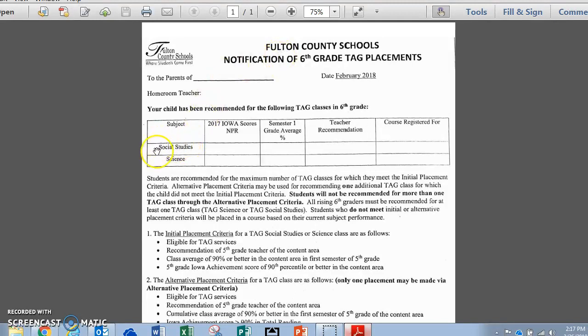So you can see the two potential TAG classes that your child could be signed up for are the science and social studies courses. The data that we use to determine their placement is the 2017 Iowa scores in that content area, so their social studies national percentile rank or their science national percentile rank, their semester 1 grade average, teacher recommendation, and using all of that information will then determine which course they're registered for.